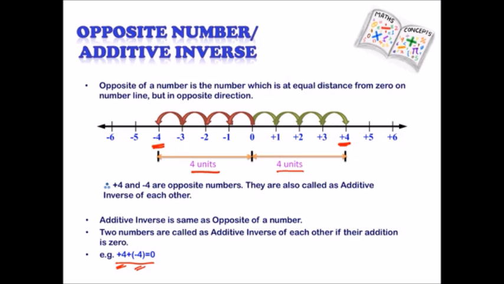To get opposite number or additive inverse of any number is pretty simple. You just have to change the sign of that number. For example, opposite number of plus 5 is minus 5. Opposite number of say minus 6 is plus 6. Opposite number of say minus 110 is plus 110.